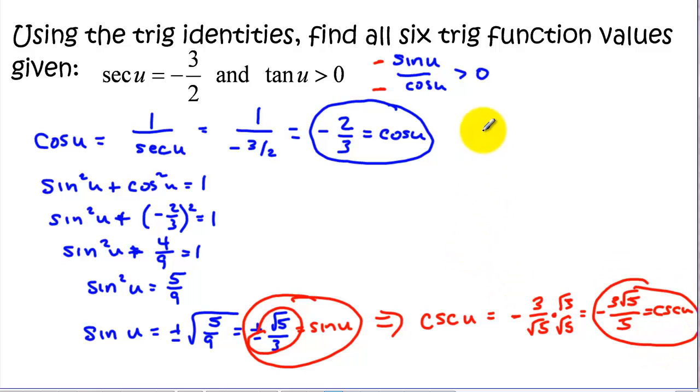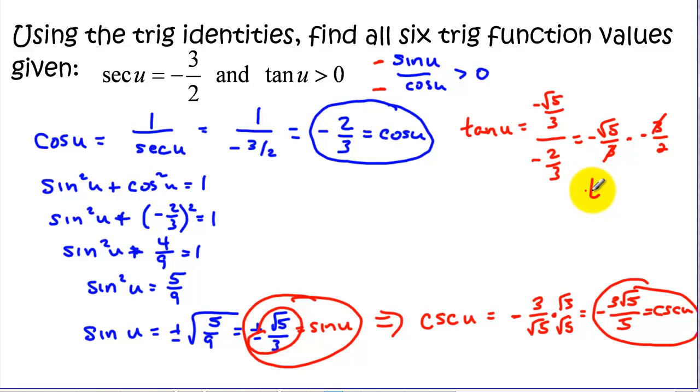And now we just have left to find the tangent. So we said earlier, using the quotient identity, the tangent is the sine, which we said was negative radical 5 over 3, over the cosine, which was negative 2/3. Now we have a complex fraction here, so we're going to turn that into taking the top and multiplying it by the reciprocal of the bottom. My 3's cancel out, and negative times negative is positive. So my tangent is equal to positive square root of 5 over 2.